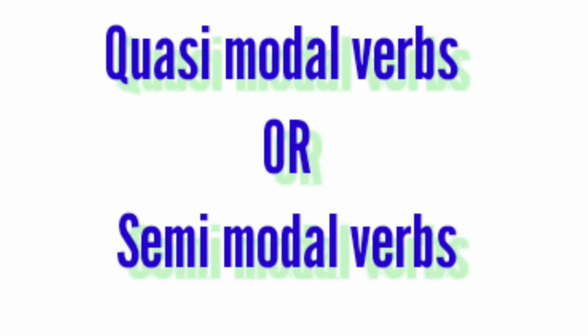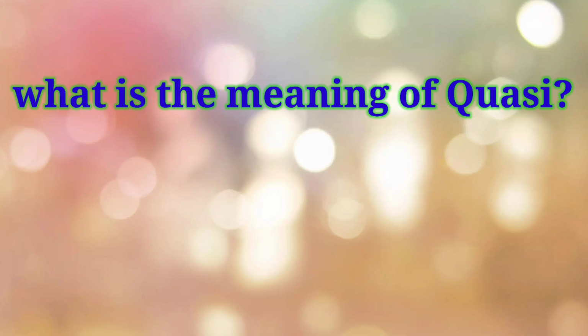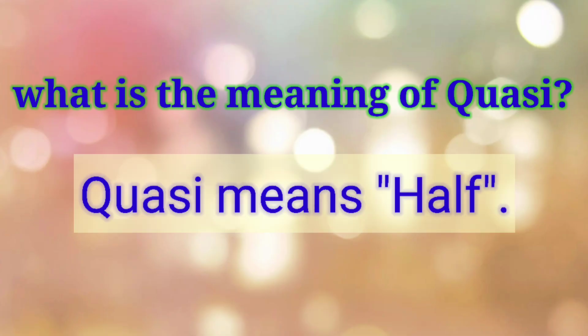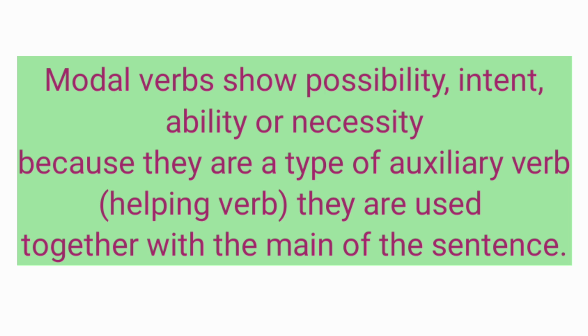Quasi modal verbs, or semi modal verbs. What is the meaning of quasi? Quasi means half. What is a modal verb? Modal verbs show possibility, intent, ability, or necessity because they are a type of auxiliary verb, which means helping verb. They are used together with the main verb of the sentence.